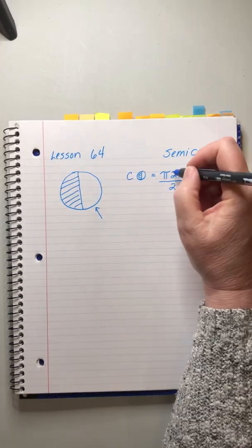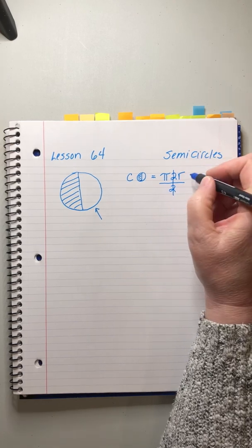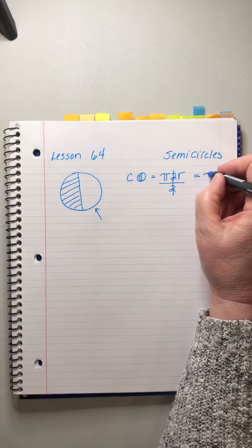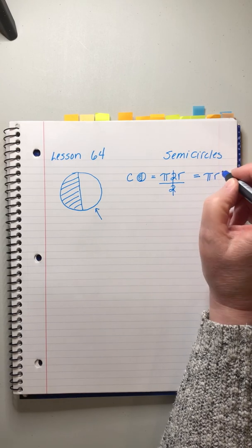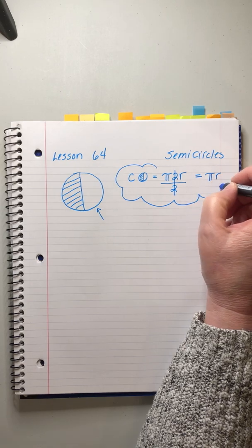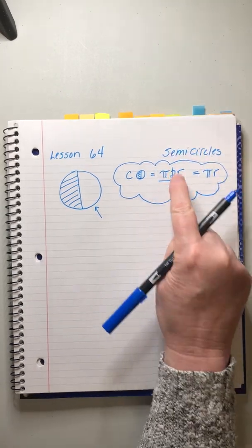Now, what's cool is those 2's will cancel. So the formula for the circumference of a half circle can be simplified. It's just pi times the radius. Oh my gosh, that is so easy and cute because of the way those 2's cancel, right?